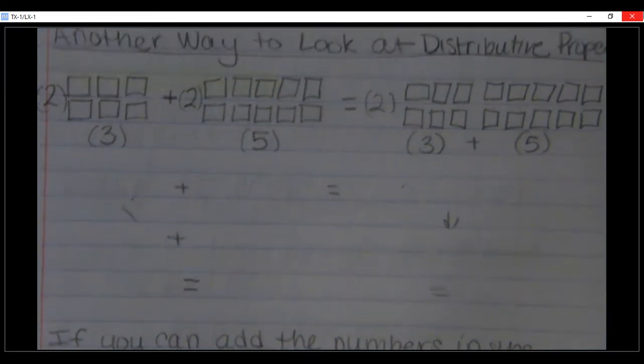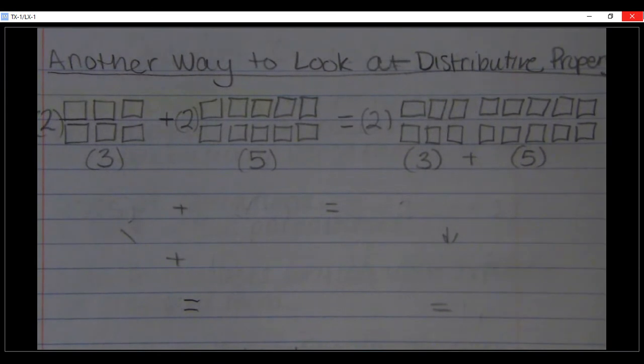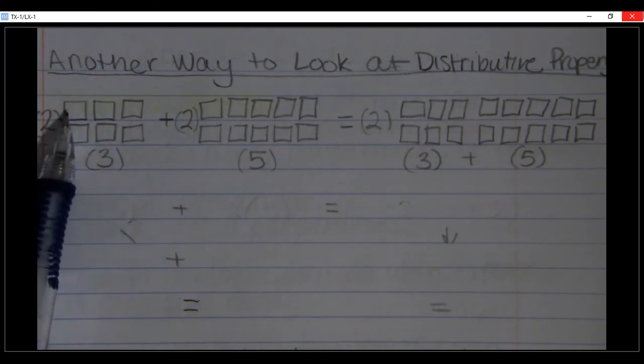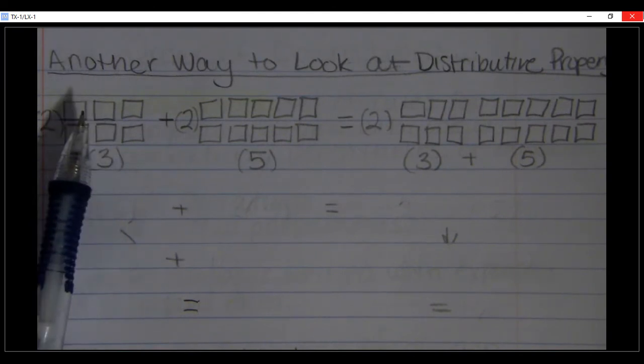So here's another way of looking at distributive property. We have numbers that we can look at, but we can also look at figures to see how this looks a little bit different. So we have our 6 boxes right here, and if you recall, 6 was from our last problem. We're using that same problem, but again, we're showing it in a different way.